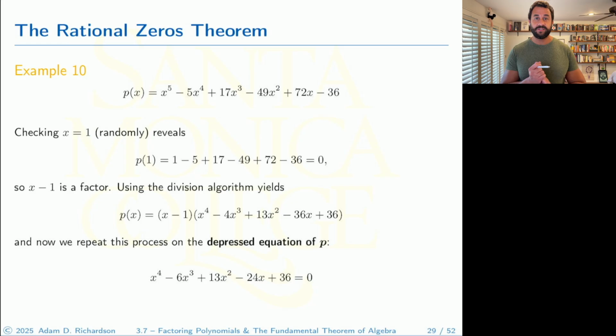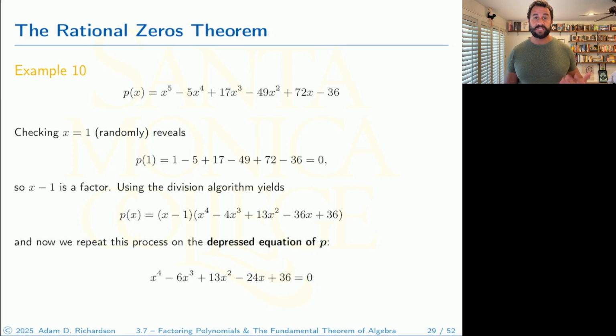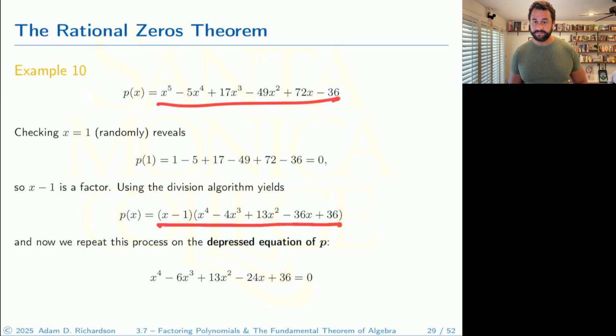Now that we know a factor, we can use the division algorithm to divide this by x minus 1. I won't do the whole process here. You are welcome to try it, but we've already seen it a couple of times. You would literally just go through the division algorithm with x minus 1. And when you get to the end of that, you'll find that you can rewrite this as this. There we go, just like that.